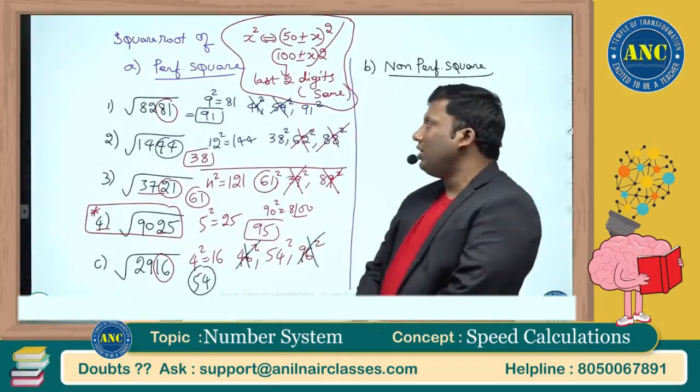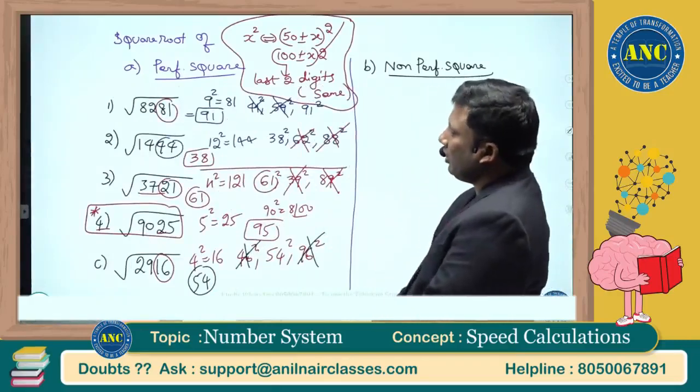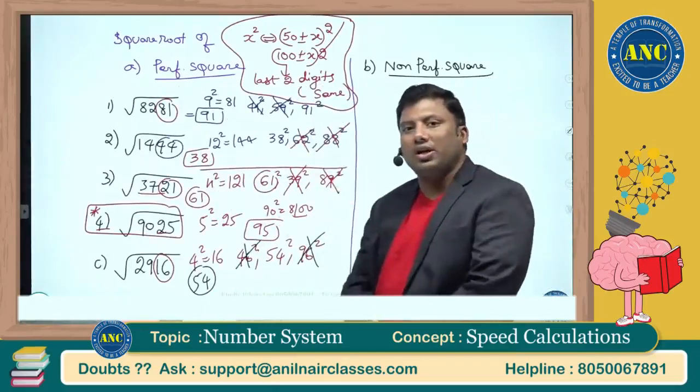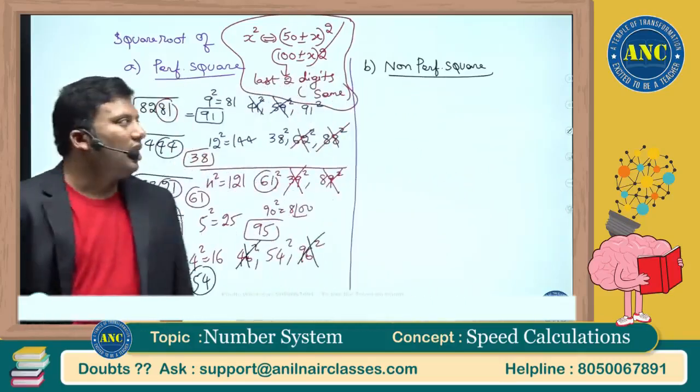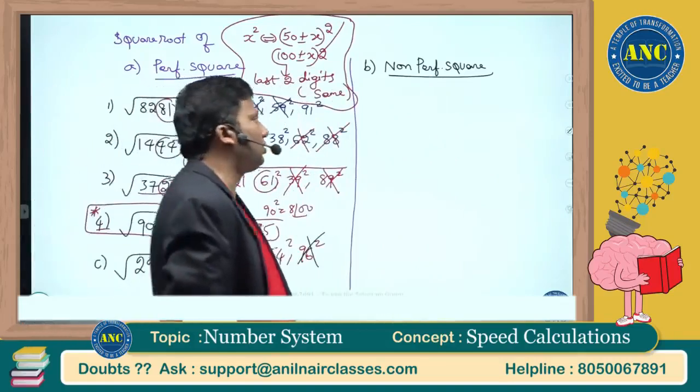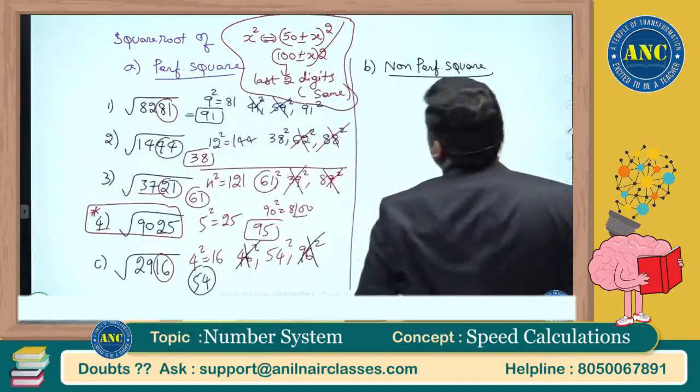How to find the square root of a perfect square? What is the logic which I used here? x square, 50 plus or minus x whole square, 100 plus or minus x whole square. The last two digits are the same.